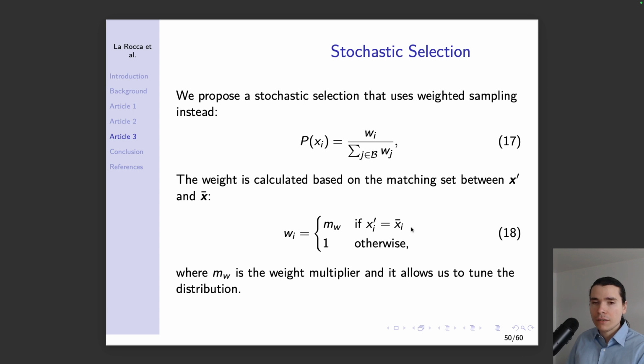So here, if there's a match, we assign the weight MW to that variable. MW is a weight multiplier, and it allows us to tune the distribution. We can analyze this in two different ways. At the limit, if MW tends towards infinity, we have deterministic selection. Whereas if MW equals 1, then it's a random selection. We'll see a bit later how that affects performance.